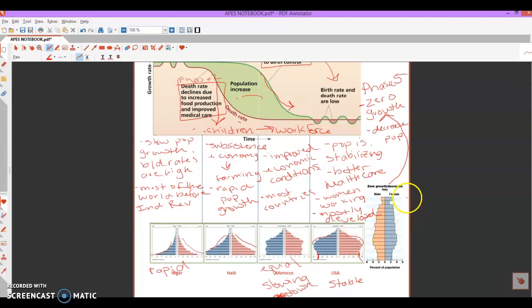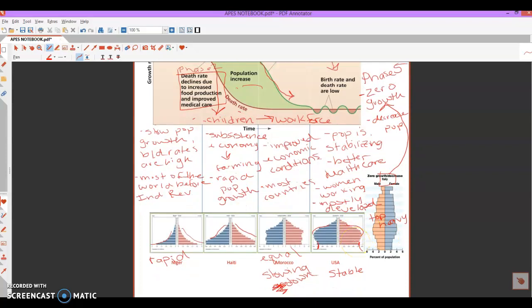So look, right here, Italy is a great example of this. Most of their population, if you look at this, is older. So this is kind of like what we call top heavy. Okay, there's a greater percentage of your population at the top. Another example of this is going to be Japan and Germany. These are all in stage 5.